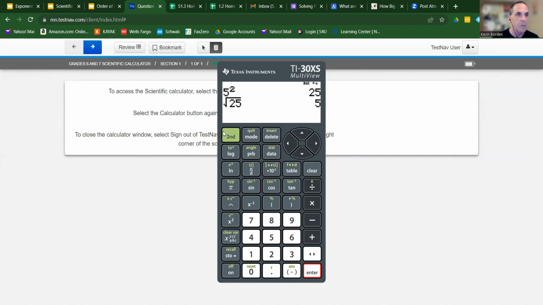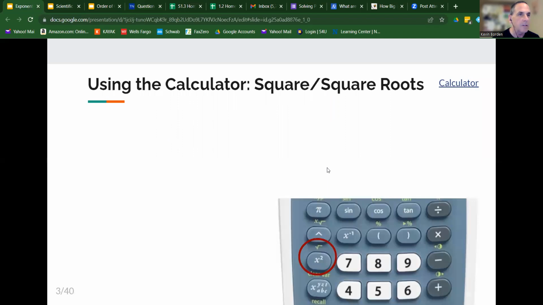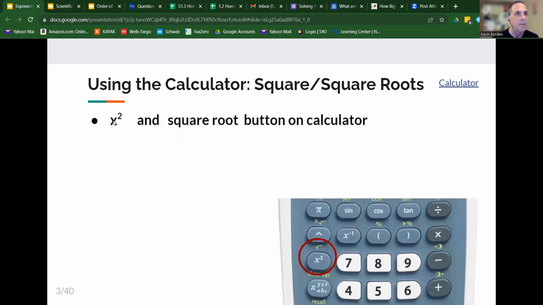Let me do that square root thing one more time. Second square root. Let's do the square root of 49. And we click enter, and we get our answer, which is 7. All right, let's turn back to our presentation here.